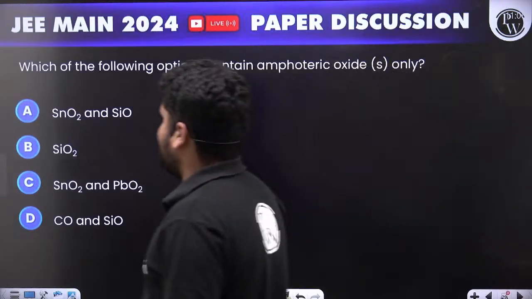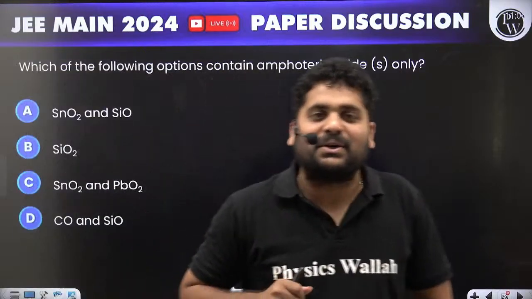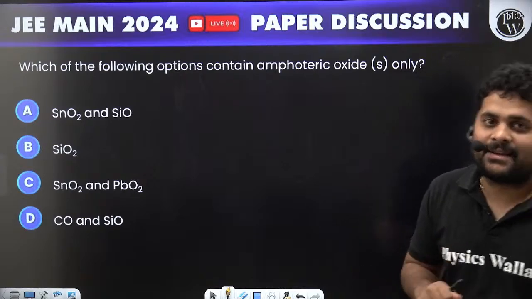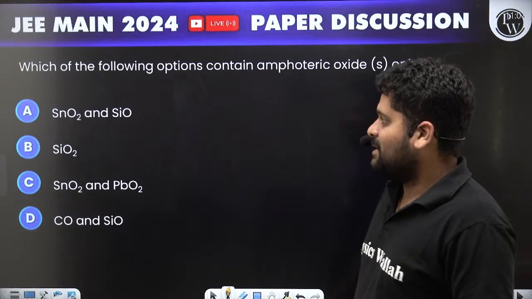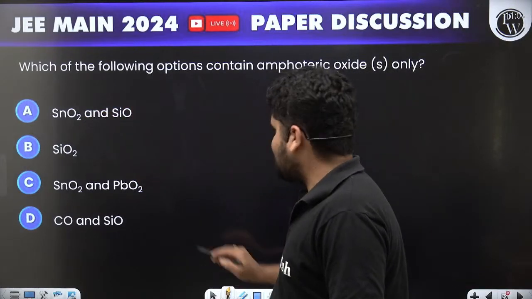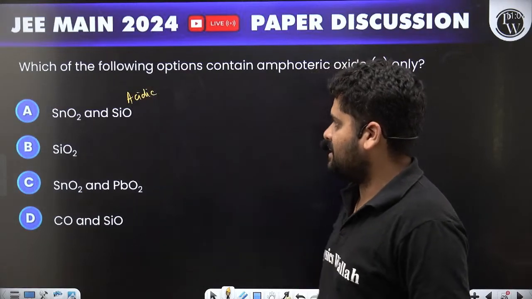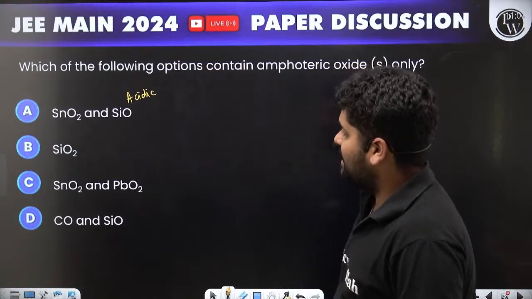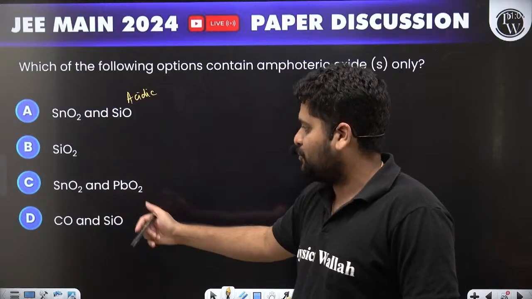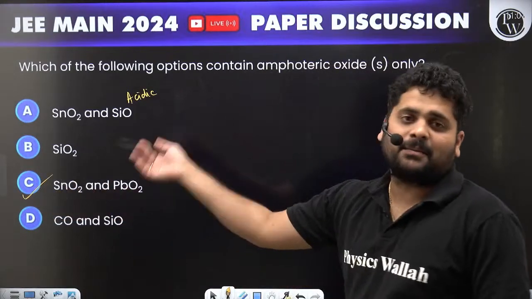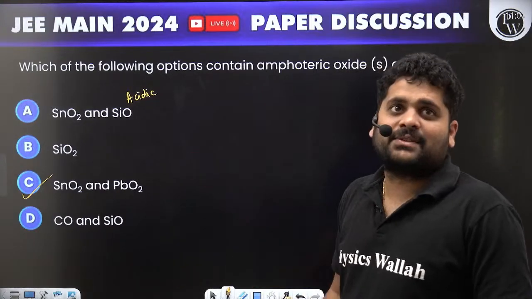See the first question which says, which of the following options contain amphoteric oxides only? This is from class 11 P block elements, direct straightforward from your NCERT textbook. So SnO2 is amphoteric, but SiO is acidic in nature, so this should not be our option. Then we have SiO2, which is also acidic in nature. SnO2 and PbO2 both are amphoteric in nature. Carbon monoxide is neutral. So we have the correct answer for this question as option C.